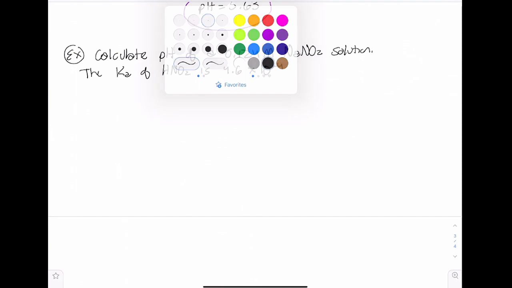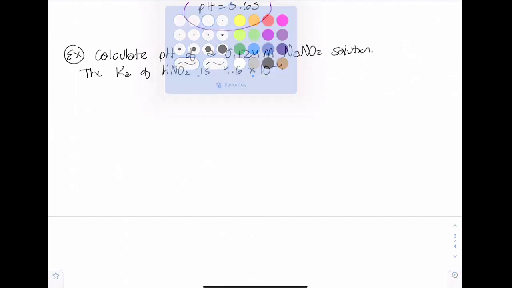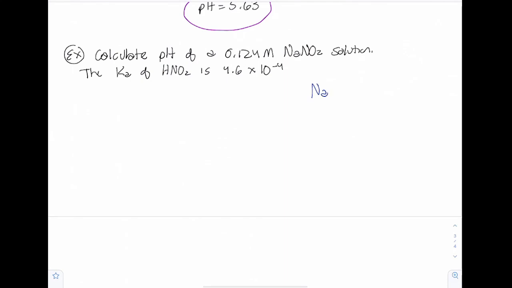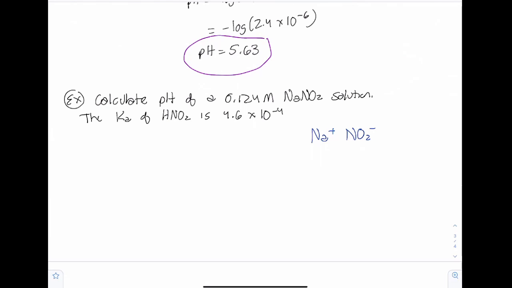So same sort of deal. I'm going to look at my salt. I'm going to look at kind of the relevant parts. What's the part that reacts with water? Do I expect my pH to be acidic, basic, or neutral? So this is one of the ones we did in the last video where I gave you a list of salts and you had to determine if they were neutral, acidic, or basic. So if this looks familiar, you probably did just do this example.